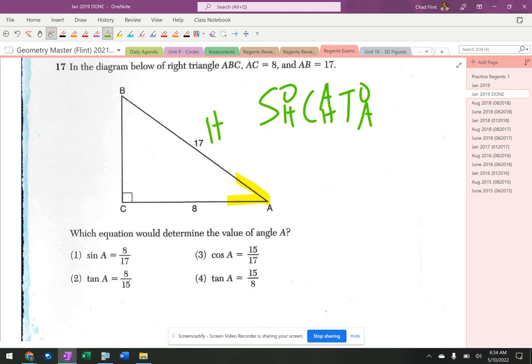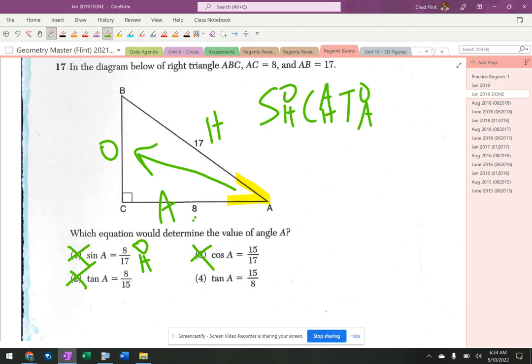So this would be the hypotenuse, across from the right angle. That's the opposite. That's the adjacent. Sine is supposed to be opposite over hypotenuse, but 8 is the adjacent, so it can't be that. Tangent is supposed to be opposite over adjacent, but 8 is the adjacent, so it can't be that. Cosine is supposed to be adjacent over hypotenuse, but 8 is the adjacent, so it cannot be this.